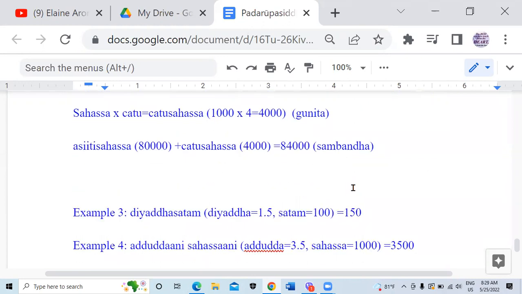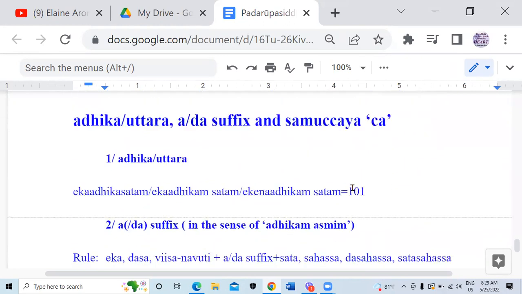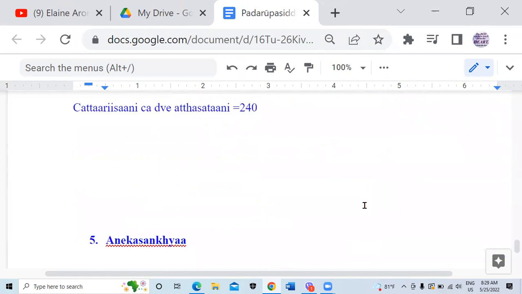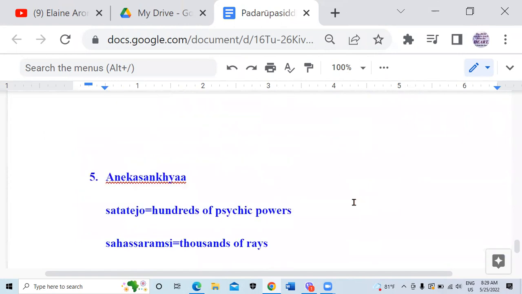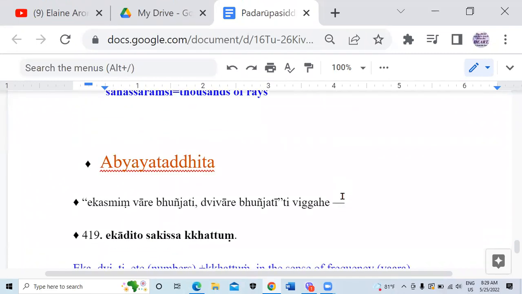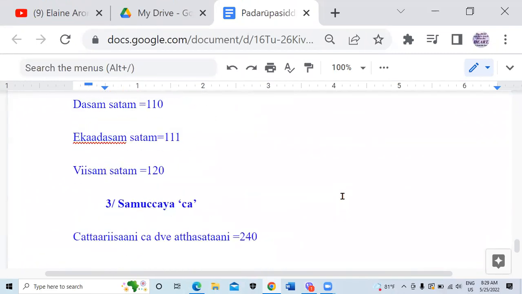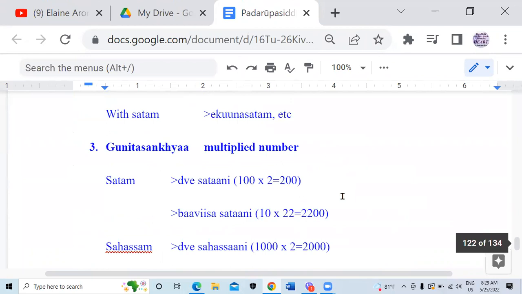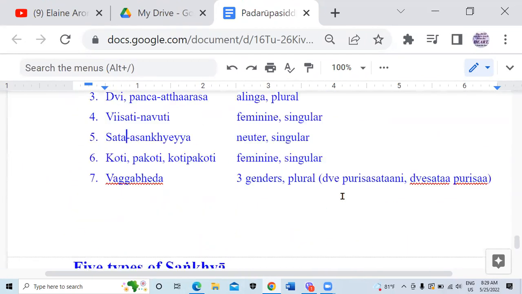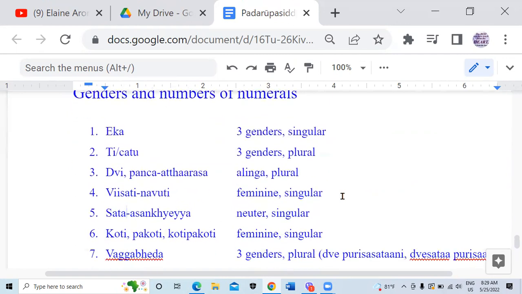So later, these things we study here. I think there are three methods to write like this. Okay, firstly now, genders are important. Genders and numbers of numerals, how to decline them.